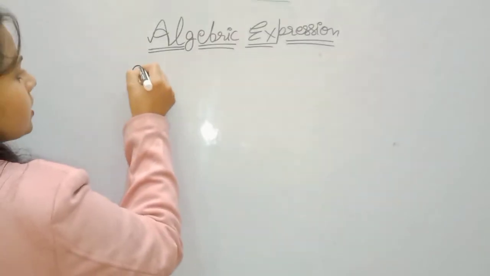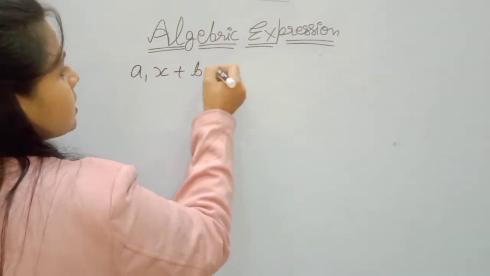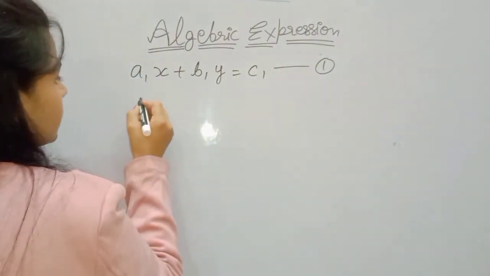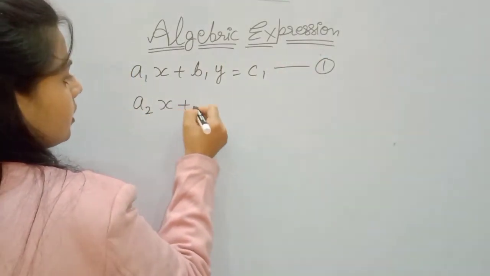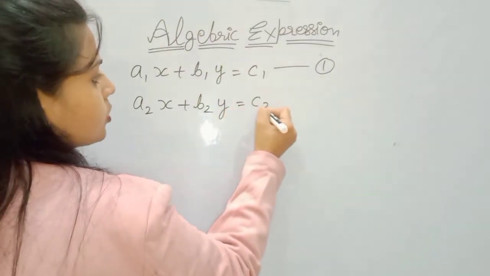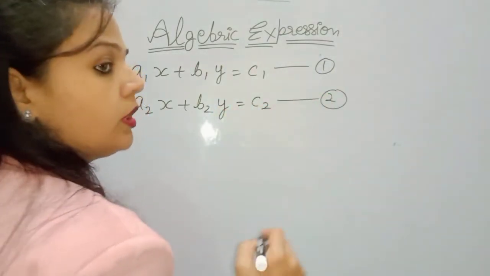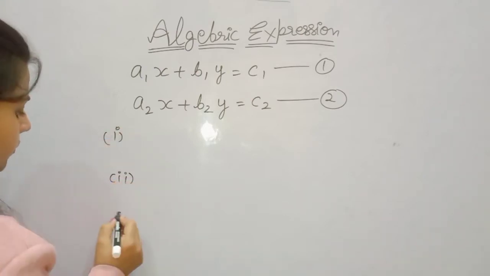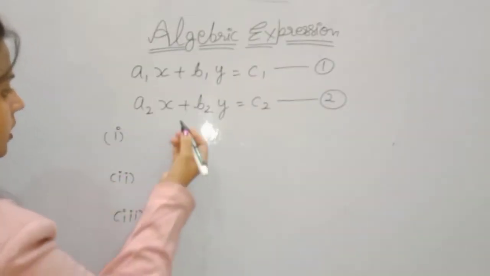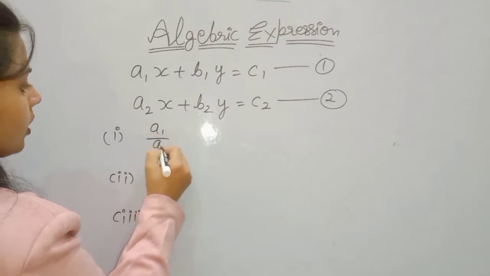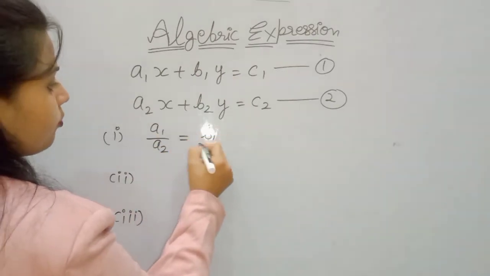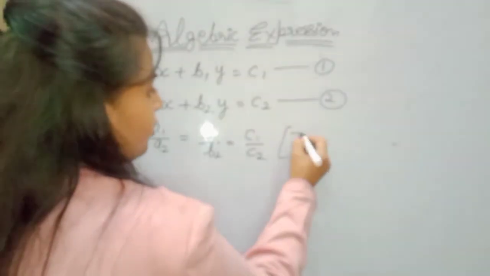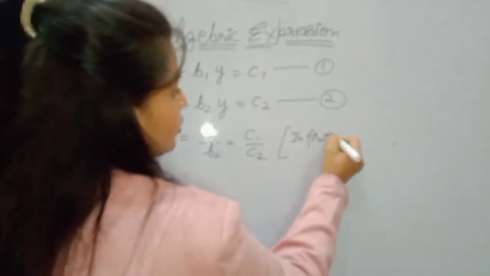The first one is a1x plus b1y is equals to c1. This is our first equation. And second one is a2x plus b2y is equals to c2. This is our second equation. We have three cases. In the first one, a1 upon a2 is equals to b1 upon b2 is equals to c1 upon c2, all equal. We have infinite solutions.